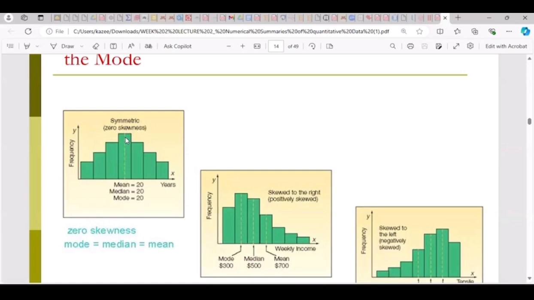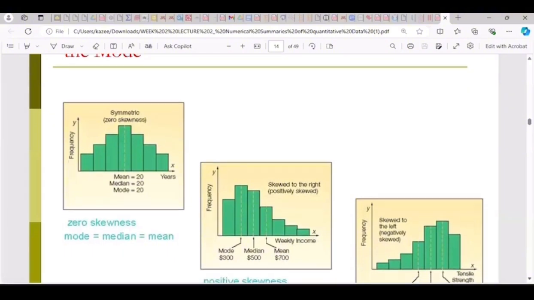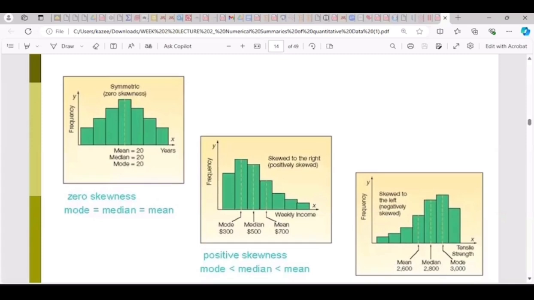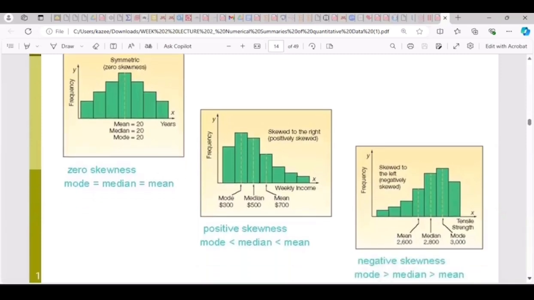Does that make sense? Now, let's come to the positive skewness. What do you see? The mean is greater than the median, and the median is greater than the mode. Look at that. Can you see that? If you come to the negative skewness, the reverse is the case. The mean is less than the median, and the median is less than the mode. We want you to be able to recognize this relationship.